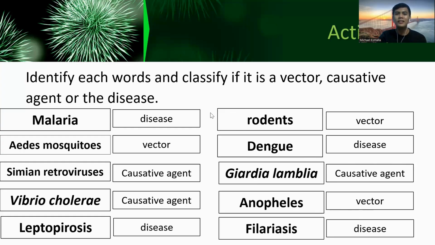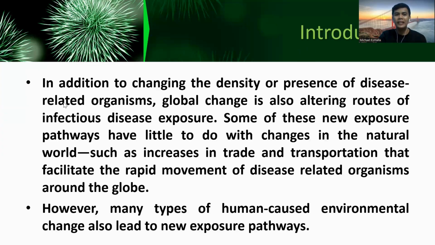So let's try to discuss our topic further. In addition to changing the density or presence of disease-related organisms, guys, global change is also altering routes of infectious disease exposure. So as I have told you, we will be dealing with different routes or different pathways of these infectious diseases. Some of these new exposure pathways have little to do with changes in the natural world, such as increase in trade and transportation, that facilitate the rapid movement of disease-related organisms around the globe. So what are the different human activities that could induce the exposure or the transmission of this disease?